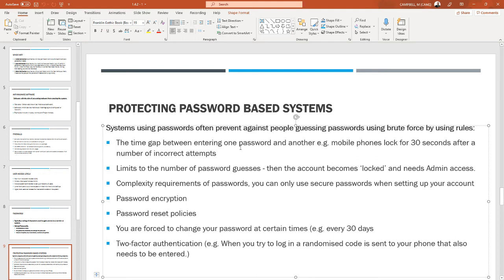This happens on your phone when my son gets my phone and randomly mashes the pin keys. It says you can't try again for, you know, a couple of minutes. You can limit the number of guesses before you lock the account.